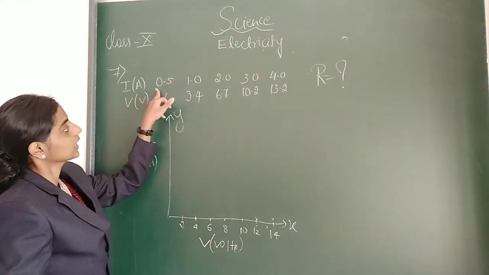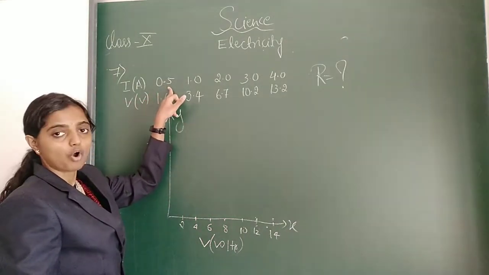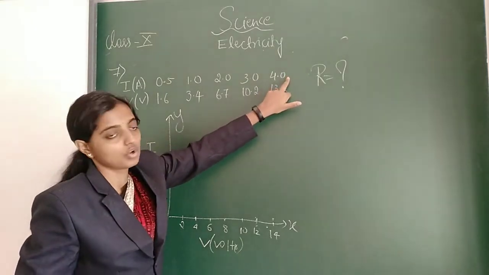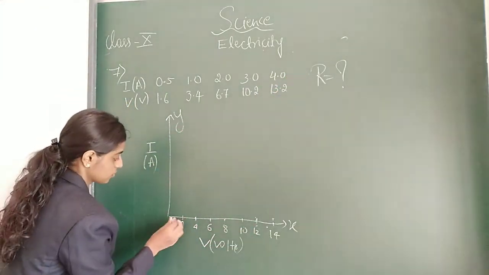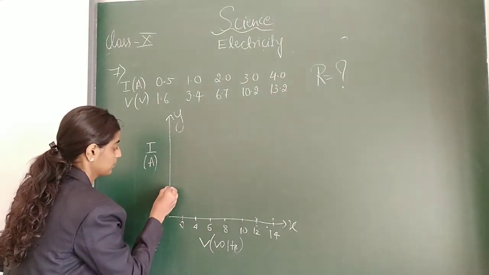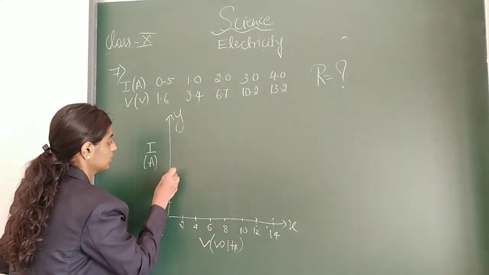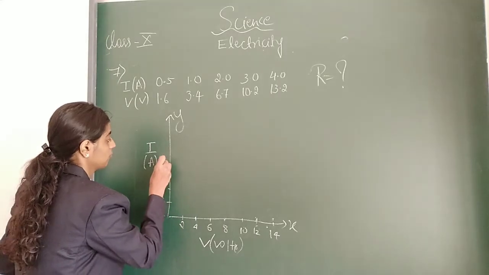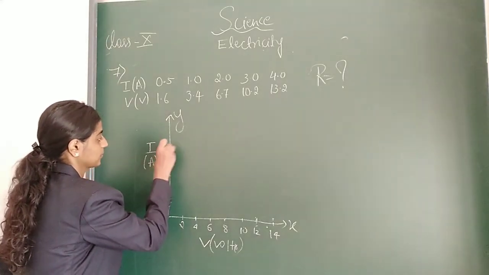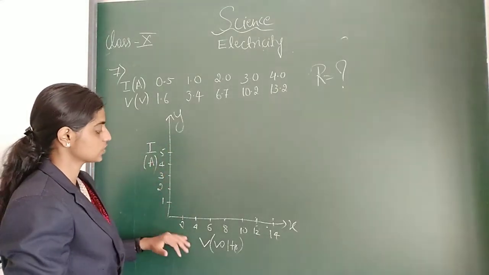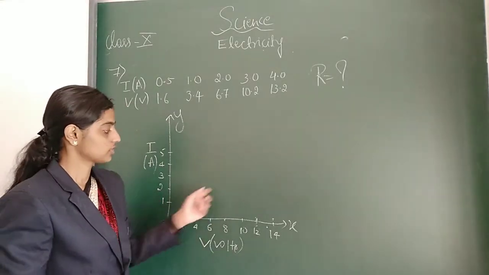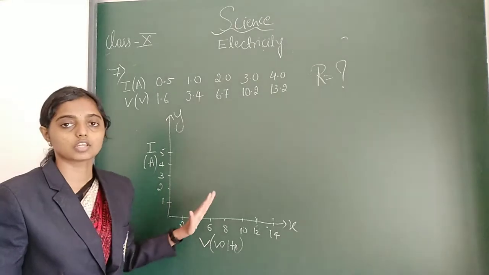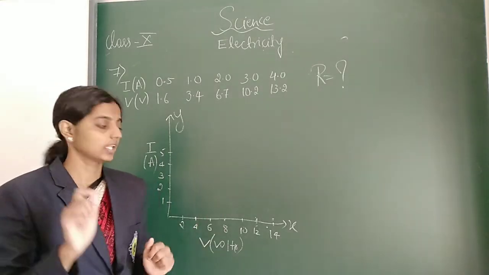And what about current? That is given from 0.5 to 4. So let us take it as 1, 2, 3, 4. So 1 unit I am taking as 1, 2, 3, 4, 5. Now using these values, first we need to plot these values, then we need to draw a straight line.